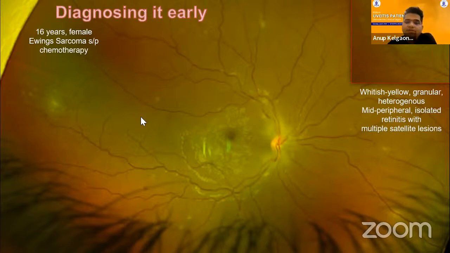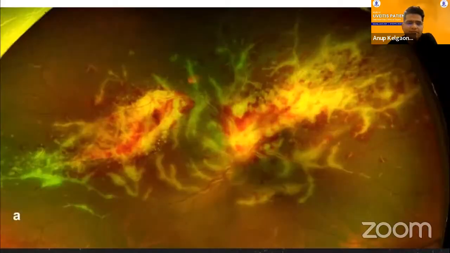So very important to see that viral retinitis can have periphlebitis also, and arteritis also. So both the things are possible when we are dealing with viral infections. This is what I was referring to earlier. CMV retinitis can have various patterns. This is a mixed pattern.